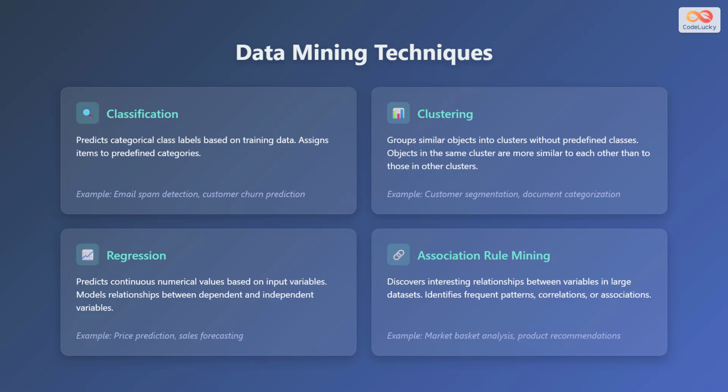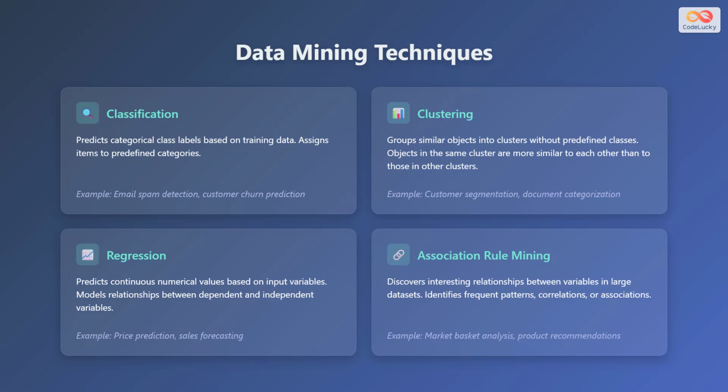Next is clustering. This groups similar objects into clusters without predefined classes. Objects in the same cluster are more similar to each other than to those in other clusters. For example, customer segmentation or document categorization.